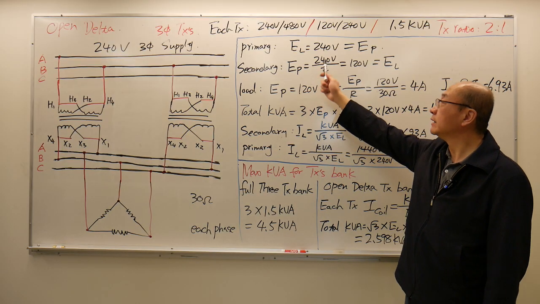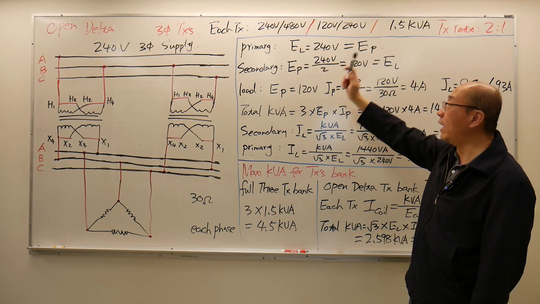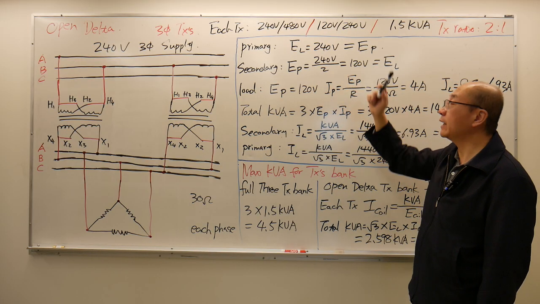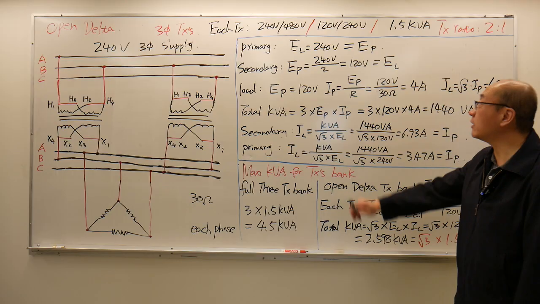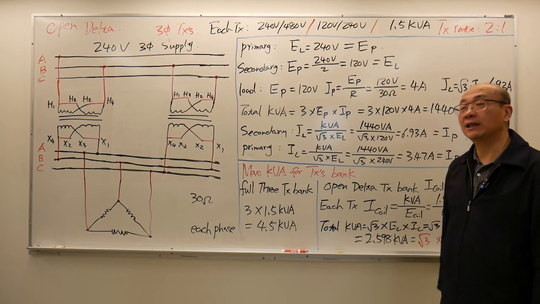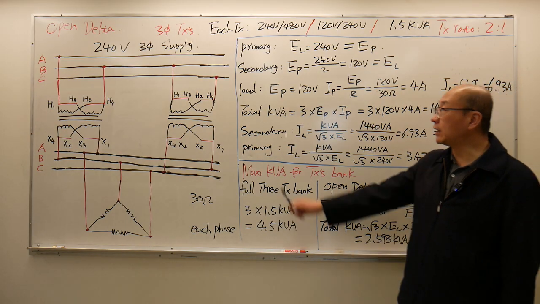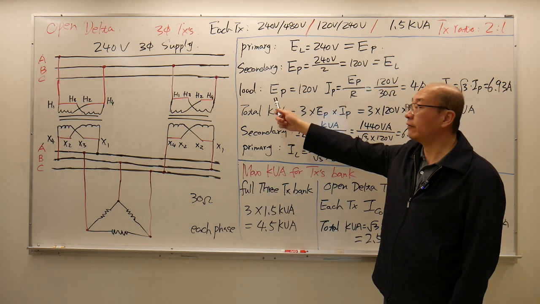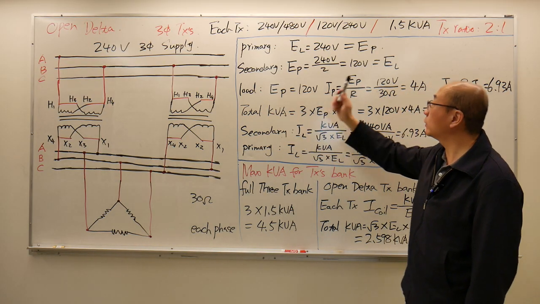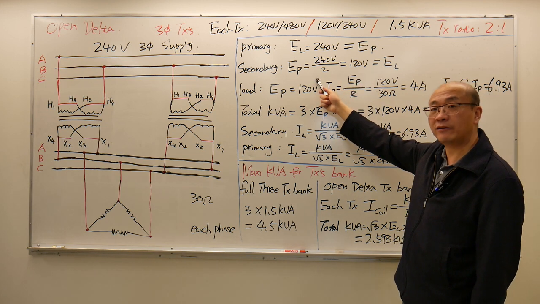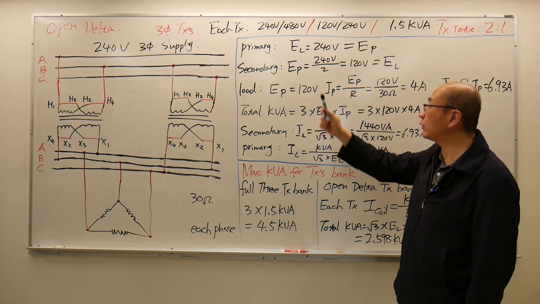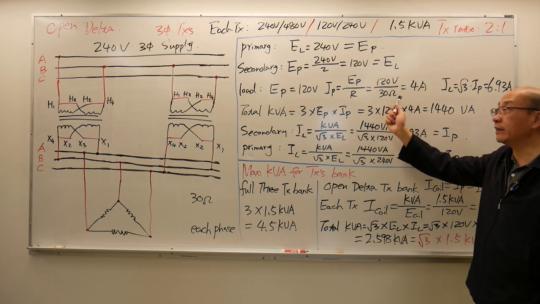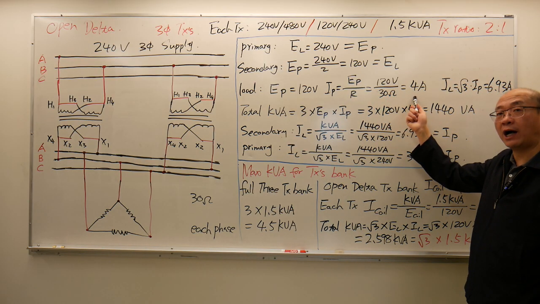Secondary side, transformer ratio 2:1. Secondary side phase voltage, 240 divided by 2, gives me 120 volts. It's also equal to the secondary line voltage. For the load, it's a delta-connected load, so the phase voltage there equals the secondary transformer phase voltage and the line voltage, 120 volts. Phase current is 120 volts divided by 30 ohms, which gives me 4 amps.